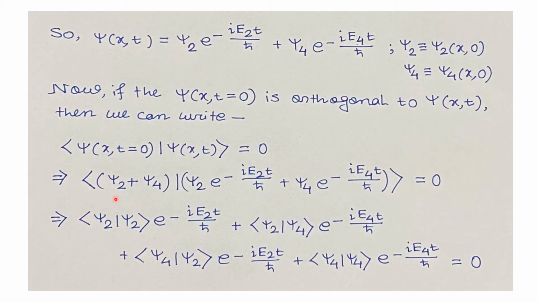Then we'll multiply this psi 2 with this term and psi 4 with this term, and we'll expand this. So we'll get 4 terms. The first term will be the inner product between psi 2 and psi 2 multiplied with the exponential term, and the second term will be the inner product between psi 2 and psi 4 with the exponential term containing the energy E4. The third term will be the inner product between psi 4 and psi 2, and the last term will be the inner product between psi 4 and psi 4, also multiplied with the time evolution part.